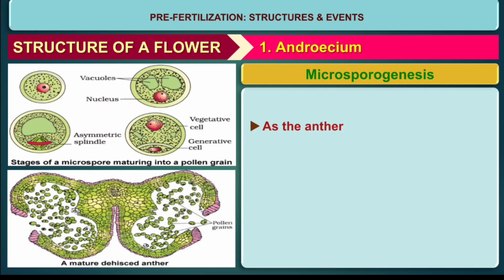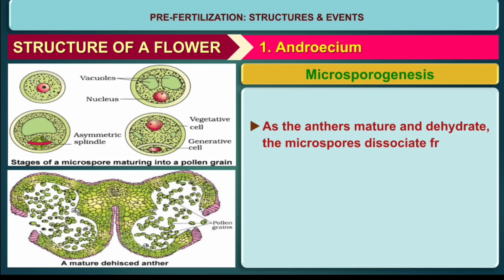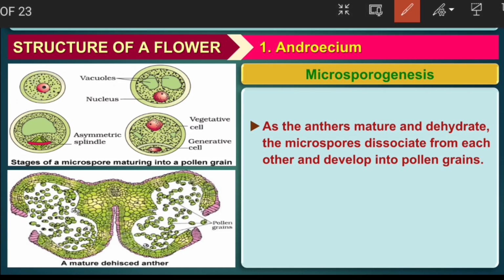The next process we are going to see: once the microspores are formed, how do they mature to form pollen grains? Here you can see we have just taken one microspore. You can see the nucleus at the center. The next step is the formation of vacuoles. As a result of the formation of vacuoles, this nucleus becomes acentric.